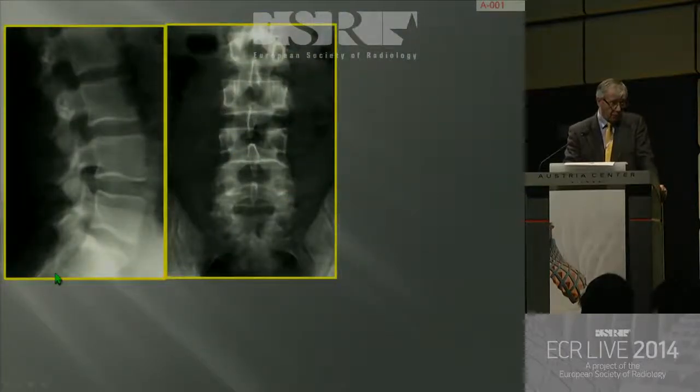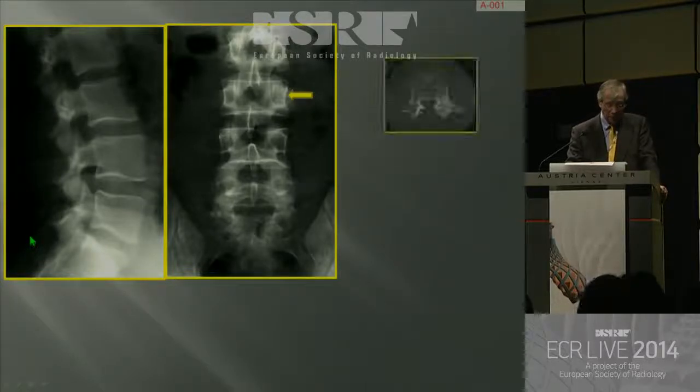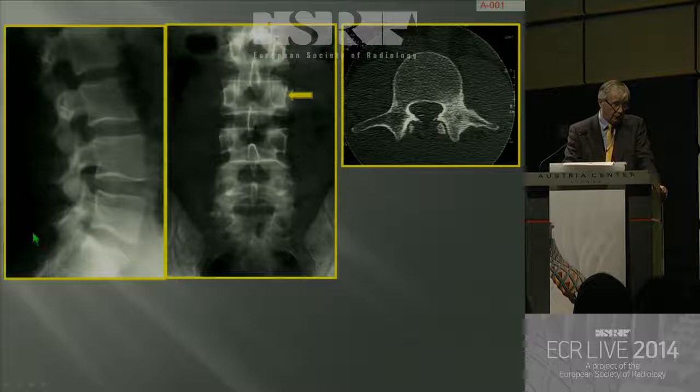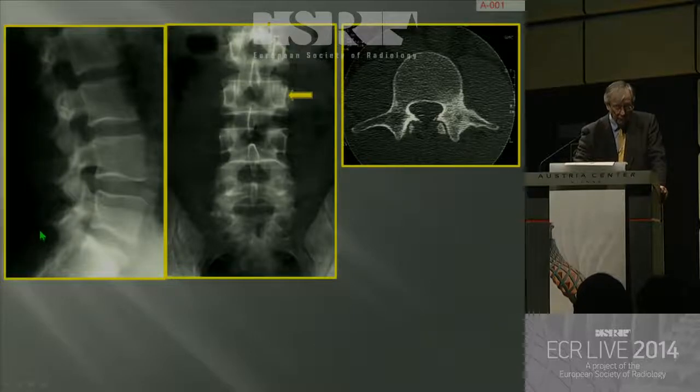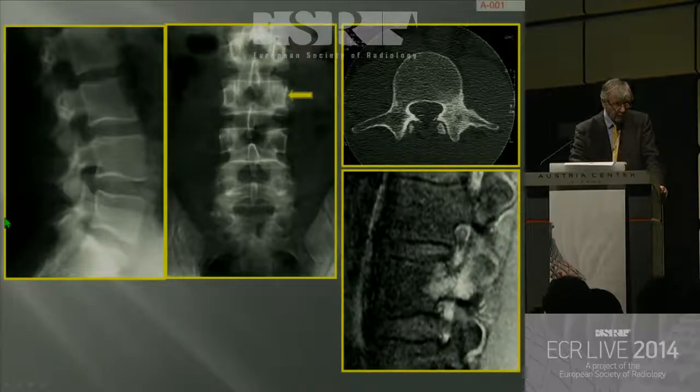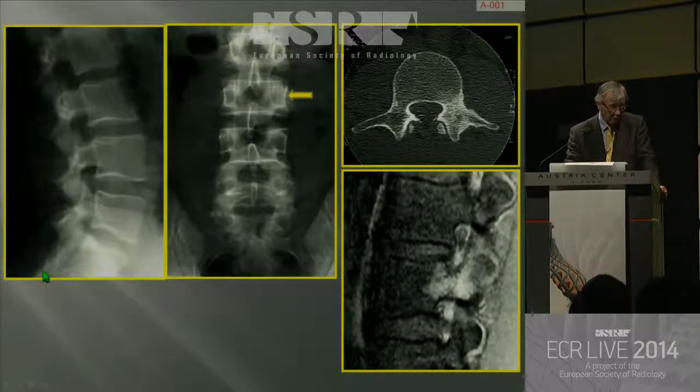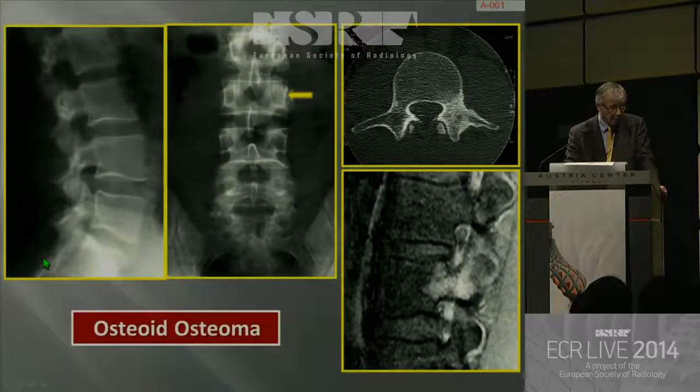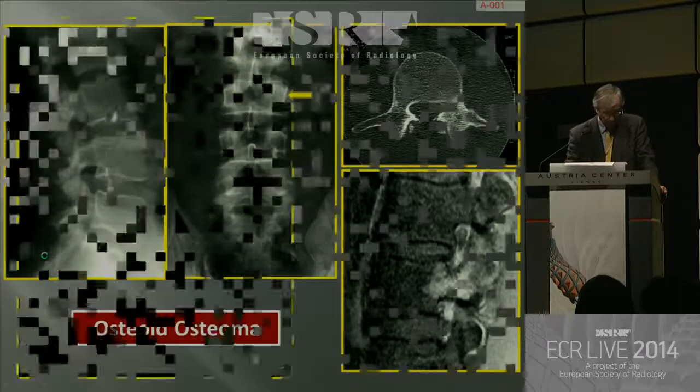This one may be more difficult, the plain film again, but in fact you can see the abnormality on this plain film. If you look very carefully, there is one pedicle which looks relatively indefined, a little bit more sclerotic on that side compared to the other, and the CT shows you that this is an osteoid osteoma in the transverse process, base of the transverse process of the body of L3. But the plain film has led you to do a CT in that region. And the MRI simply confirms the edema in the bone as part of the osteoid osteoma process.